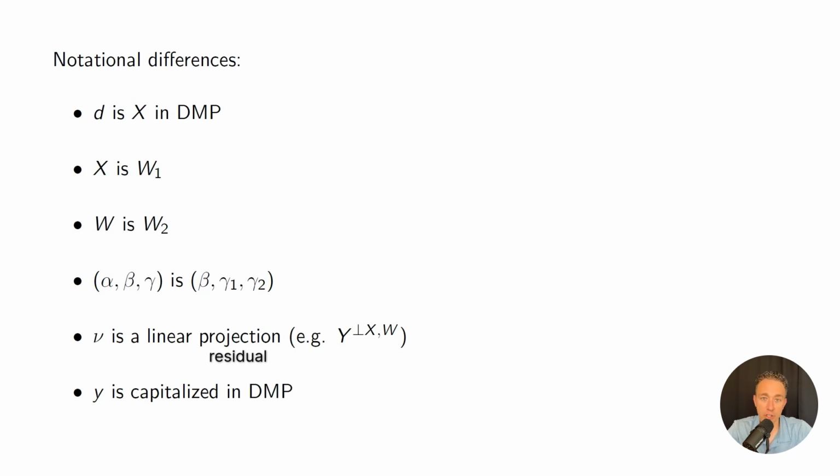What I call D for treatment, this DMP paper is going to call X. And what I call X, they call W1. What I call W, they call W2. The treatment effect in these slides is going to be denoted by alpha, and they denote it with beta. And then what I call beta and gamma, they call gamma 1, gamma 2. What I call nu, which is the error term, they denote with linear projection notation. And I keep y lowercase, they capitalize Y. So that's basically all of the notational substitutions that I'm making as I present this paper. Hopefully it won't throw you too much for a loop.